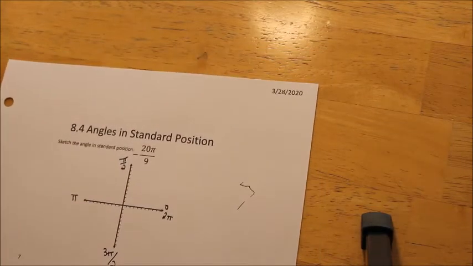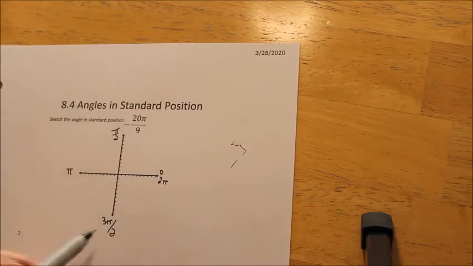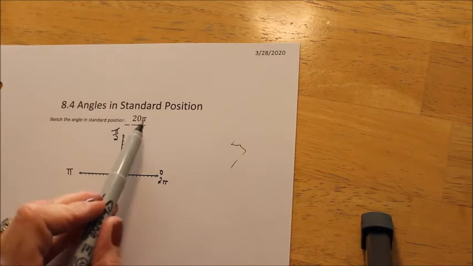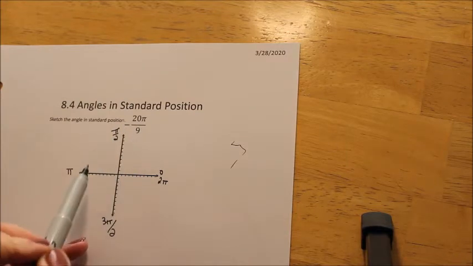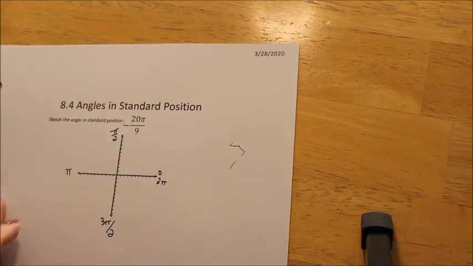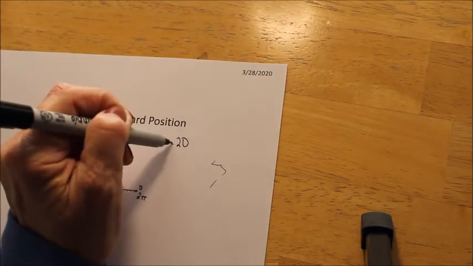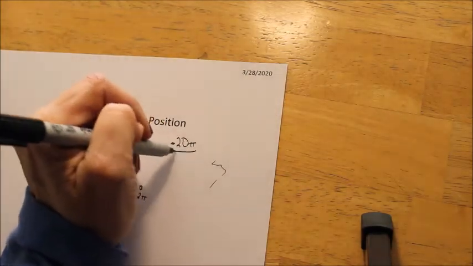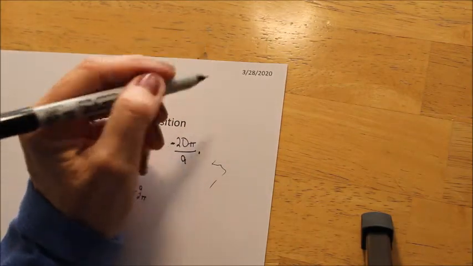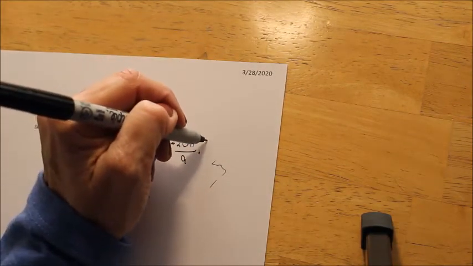Okay. Now, even though I wrote them as radians, I'm going to go ahead and figure it out in degrees because I kind of have an idea where to go in degrees. So I'm going to take my negative 20 pi over 9 and I'm going to change that to degrees.